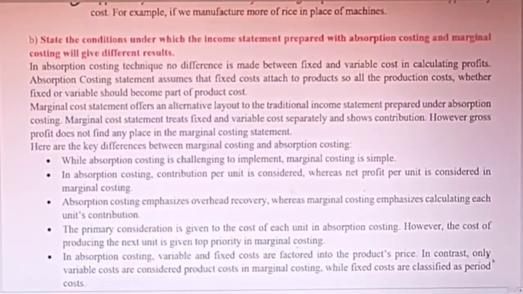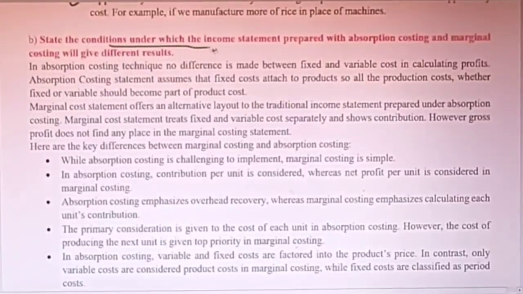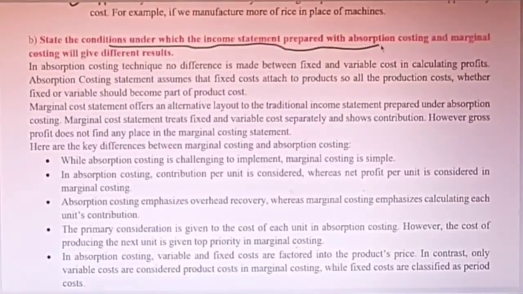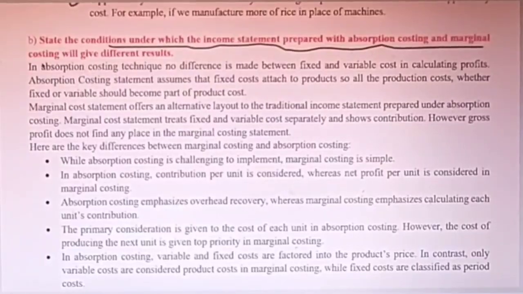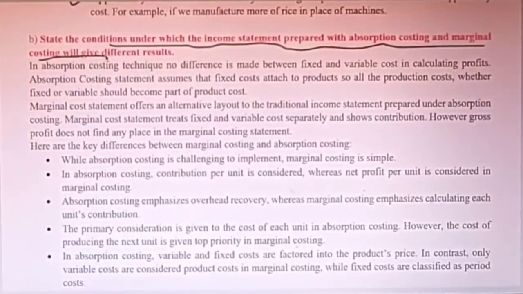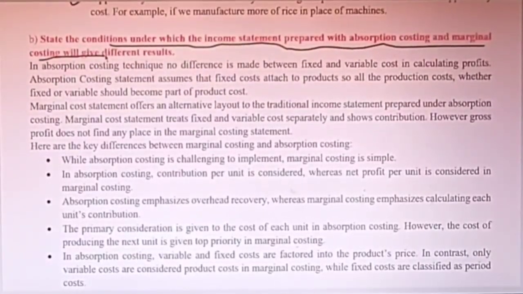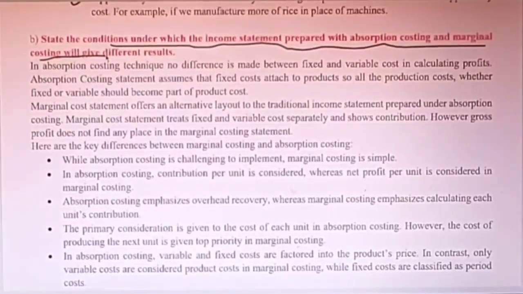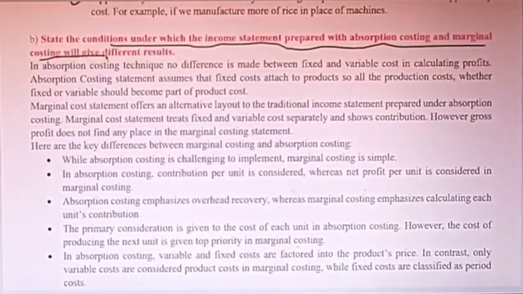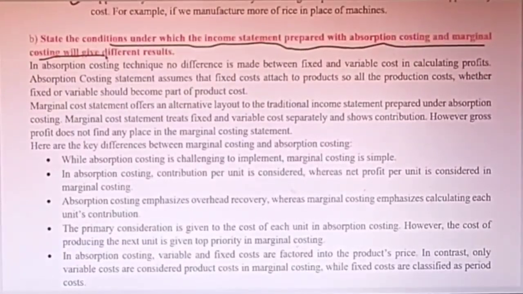Question number 1, part 2. State the conditions under which the income statement is prepared with absorption costing and marginal costing. Right. So this is a very unique type of question, and the solution is, I think, not there in the study materials of IGNOU.